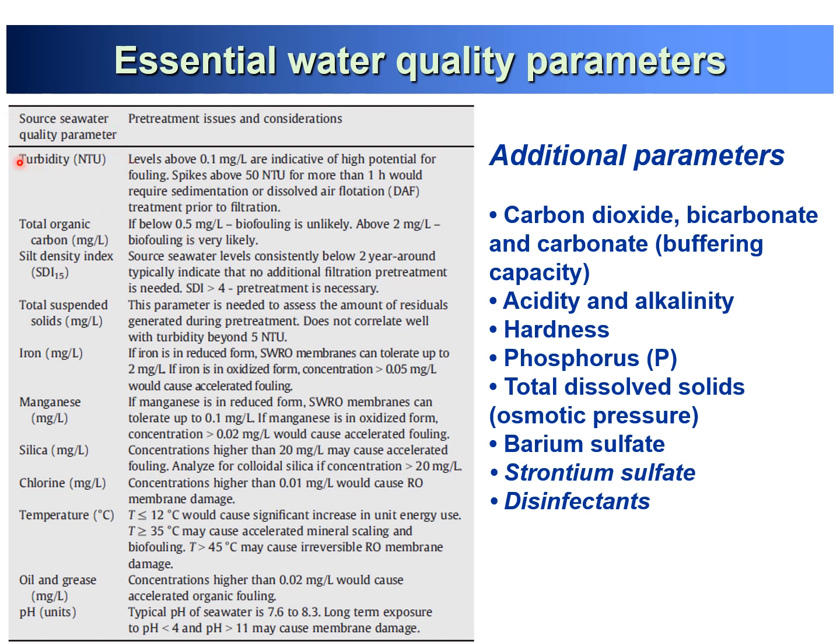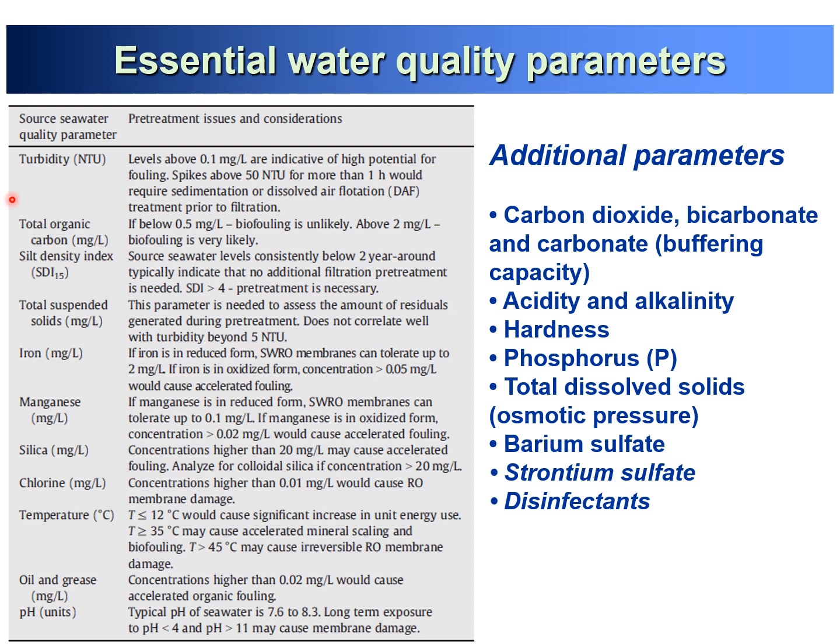So turbidity levels above 0.1 mg per liter are indicative of high potential for fouling, and spikes above 50 NTU for more than 1 hour would require sedimentation, pretreatment, or dissolved air flotation treatment prior to filtration. So high NTU will damage the pretreatment, so we have to utilize the DAF or flocculation sedimentation process before the filtration process. And total organic compounds.